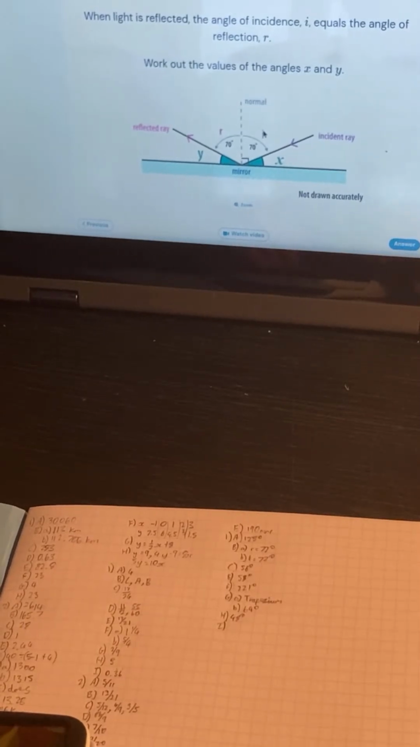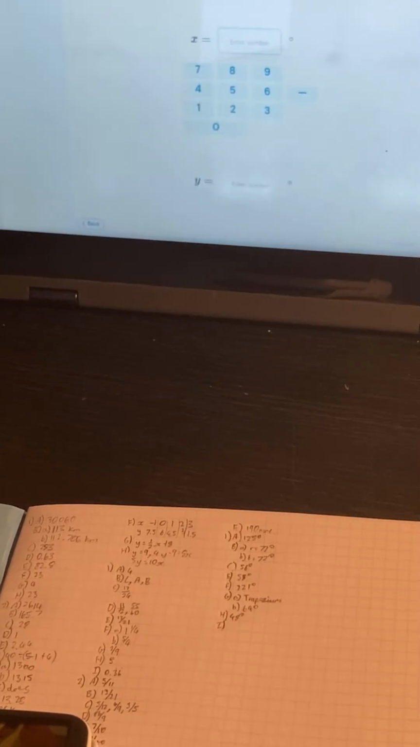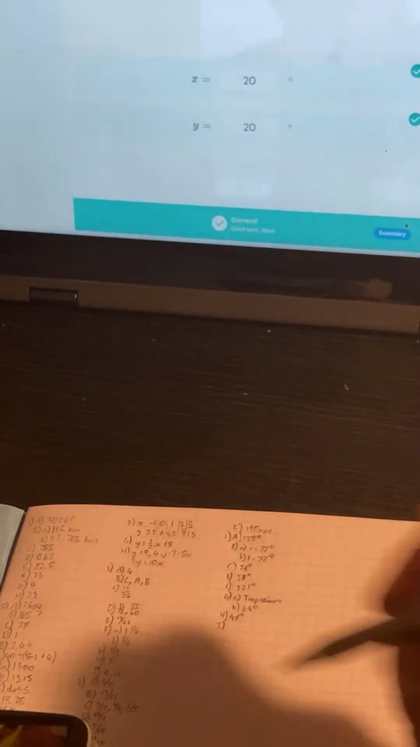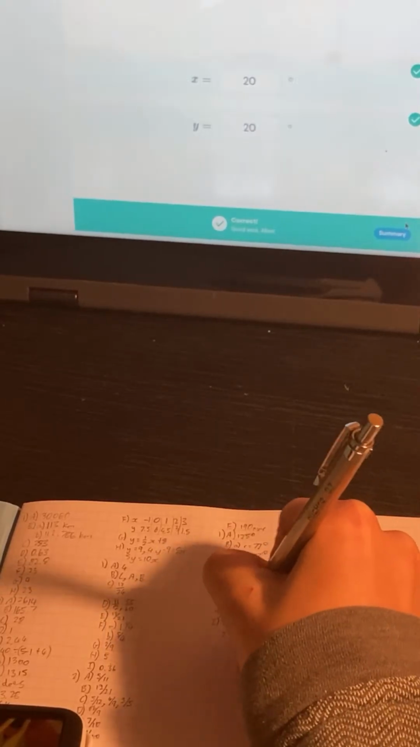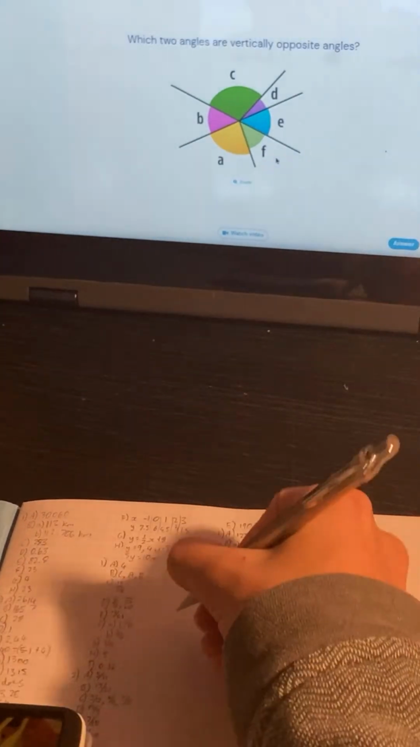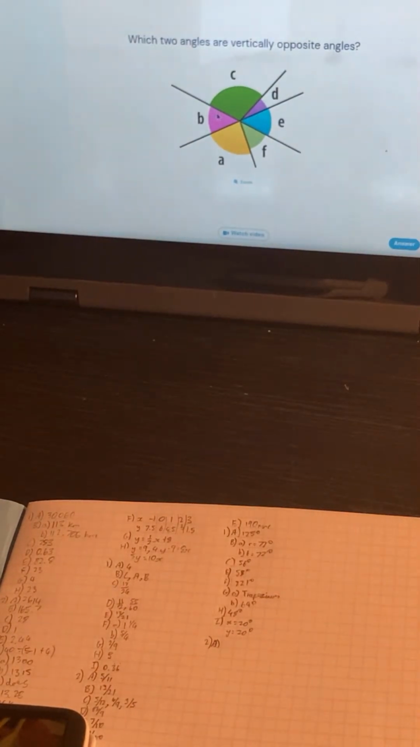Right, 90 subtract 70. I did not need to use my calculator for that. There's many things I can't be bothered to do without a calculator, but this is not one of them. J. Nope, it's not J. I lied to you. It's A, 2A. B and E.